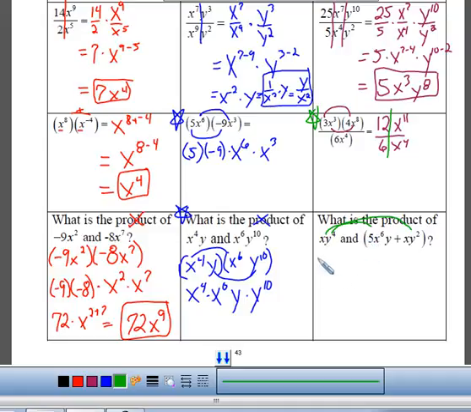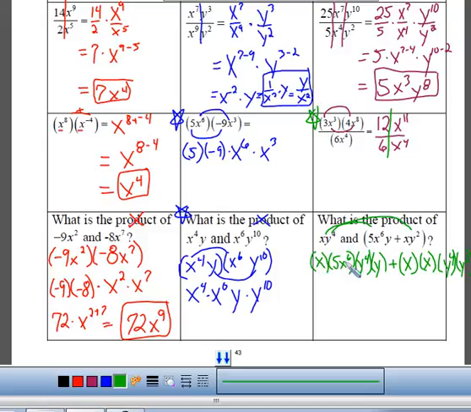So x times 5x to the 6th, and then y to the 4th times y, plus x times x, and y to the 4th times y squared. Now, if you're wondering where I got all that from, the x here is the x that I'm multiplying everything by, and then the y to the 4th is right there. So it's like doing the distributive property.